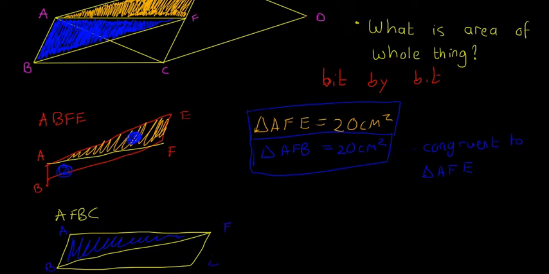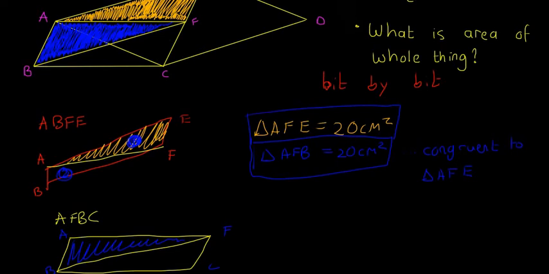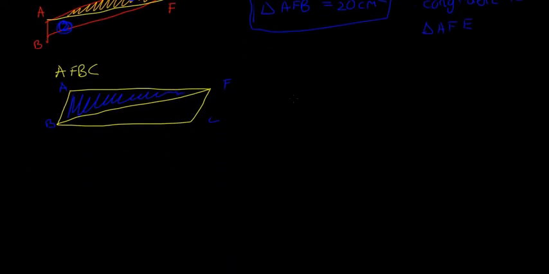Okay, I'm going to scroll down, I want to be able to see this at the top here. So scroll down. We know that the area of the triangle AFB is equal to 20 centimeters squared. And we also know, with the same reasoning, that the triangle BCF is also 20 centimeters squared. The reason, again, is that this is a diagonal through a parallelogram, so these two triangles, this one here and this one here, are going to be congruent.